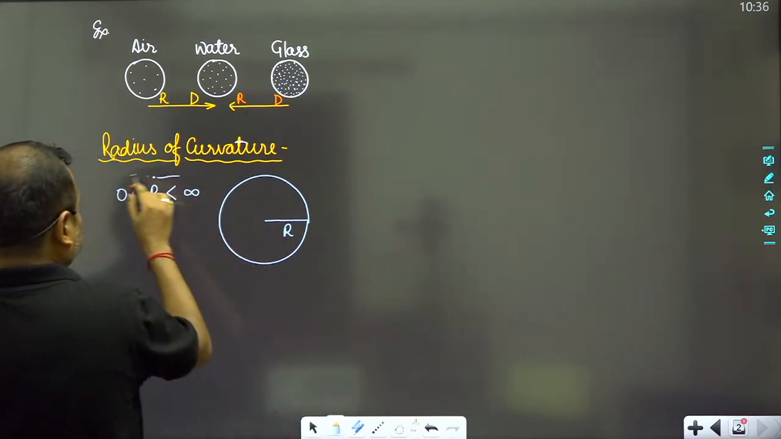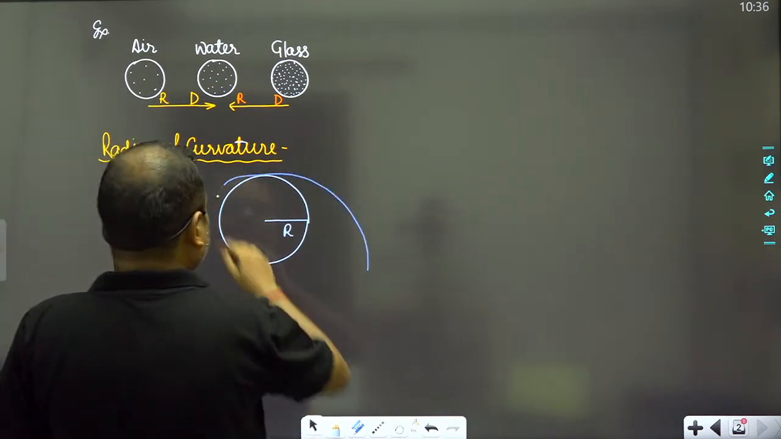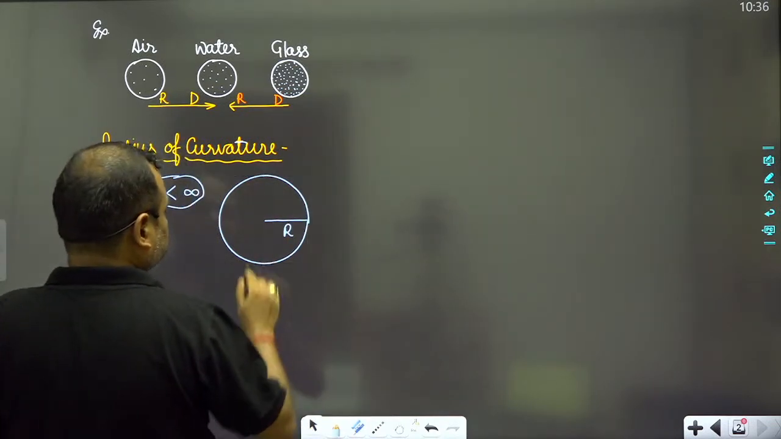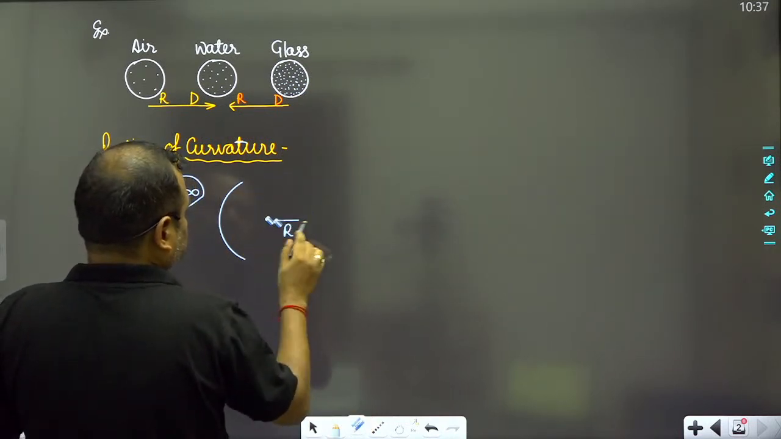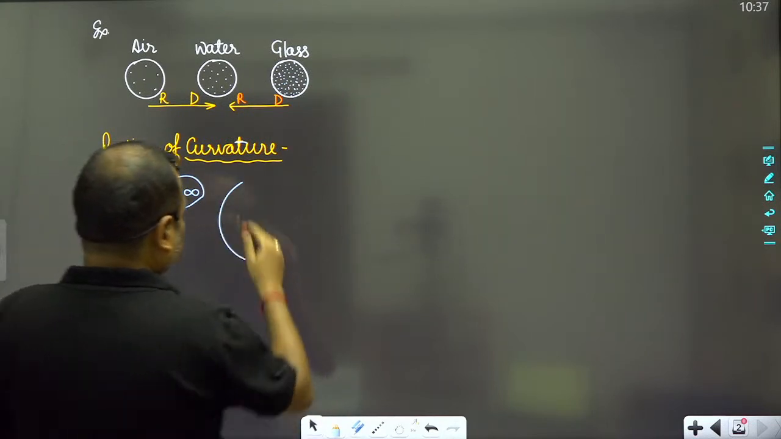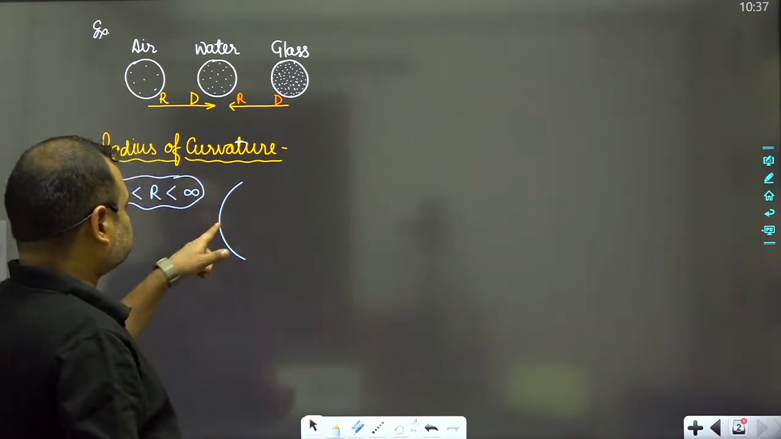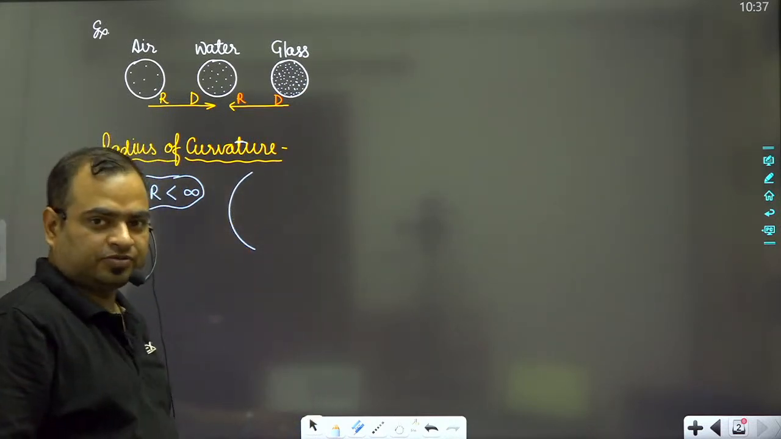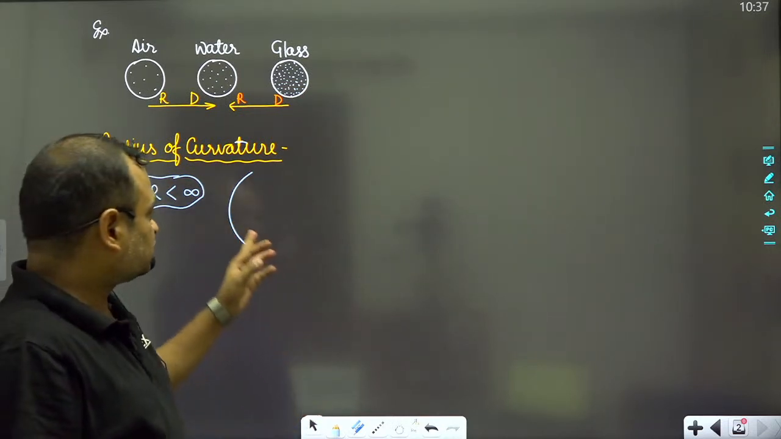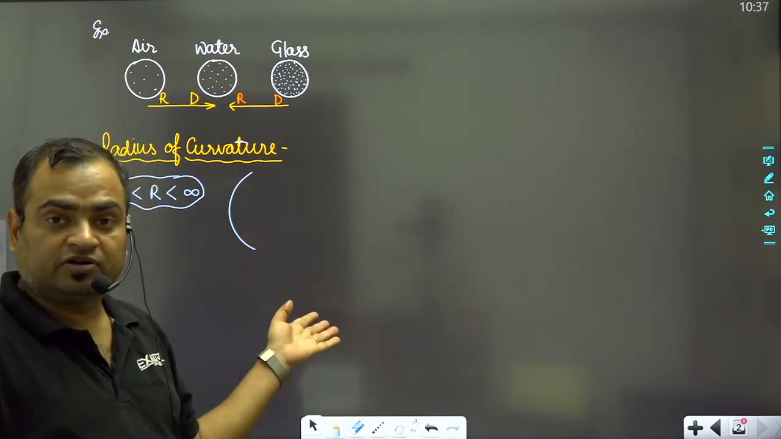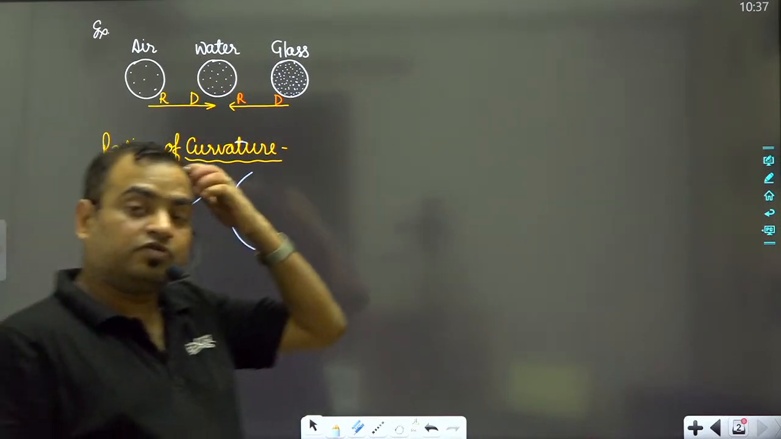Now suppose that this is a part of the circle. If I ask you what is the radius of this part, or the radius of this segment, then what will you say?